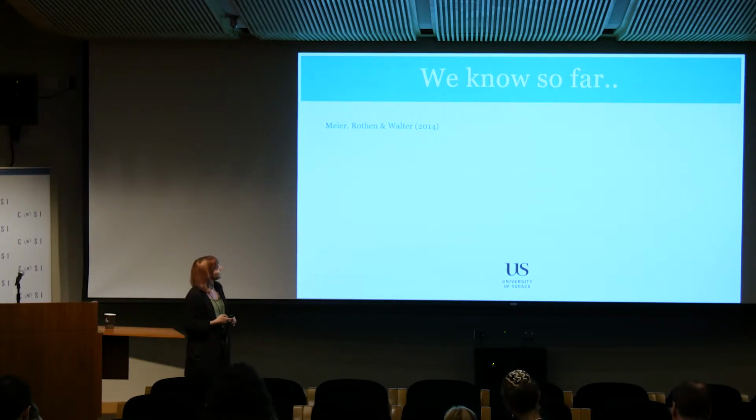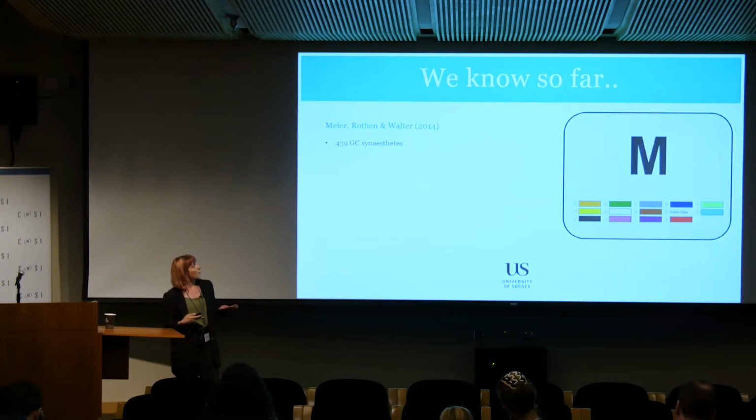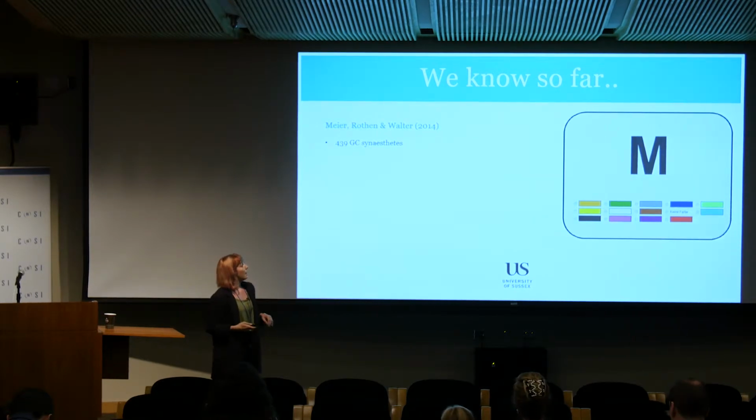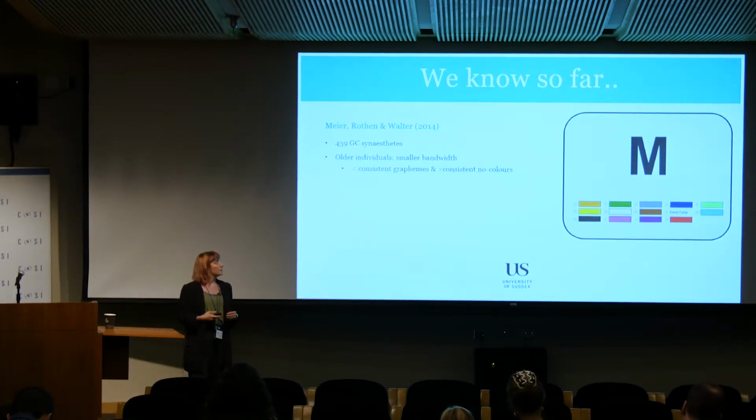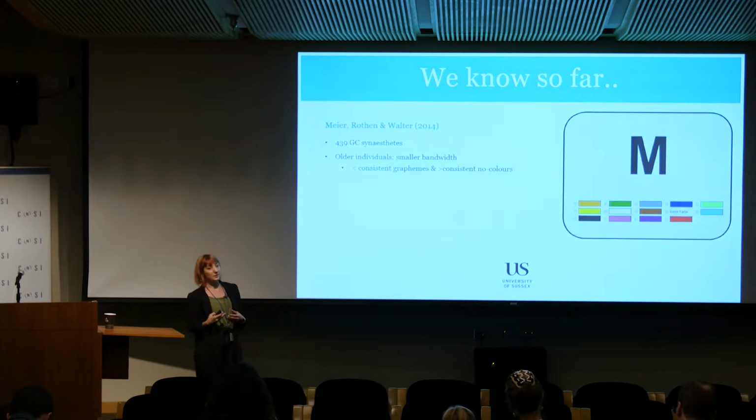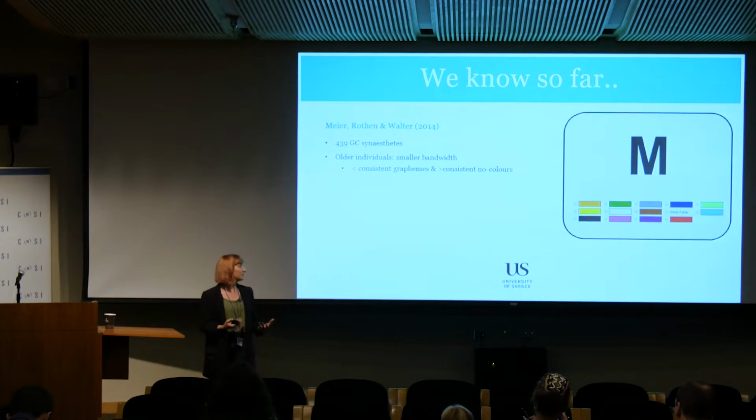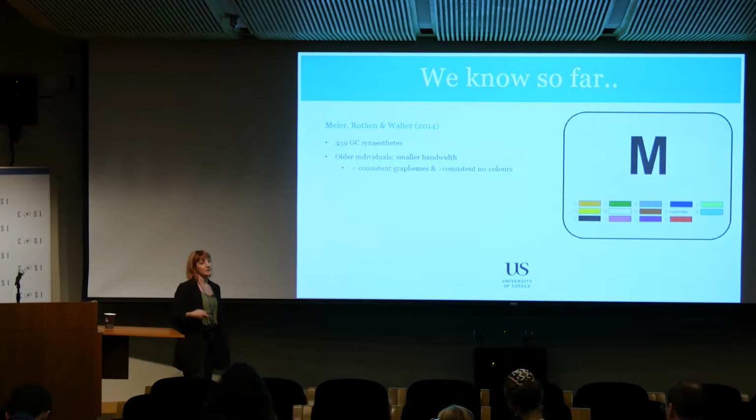The one study that has made an important step is one by Meyer and colleagues, whereby they tested 439 grapheme-color synesthetes and asked them to pick their colors for every letter out of a color palette of 13 colors. What they found was that older individuals tended to have smaller bandwidths to their synesthesia, so they not only had a lower number of consistent letters or numbers, they also had more consistent no-color responses. So the authors basically concluded that the way synesthesia ages is by letters gradually no longer having colors.